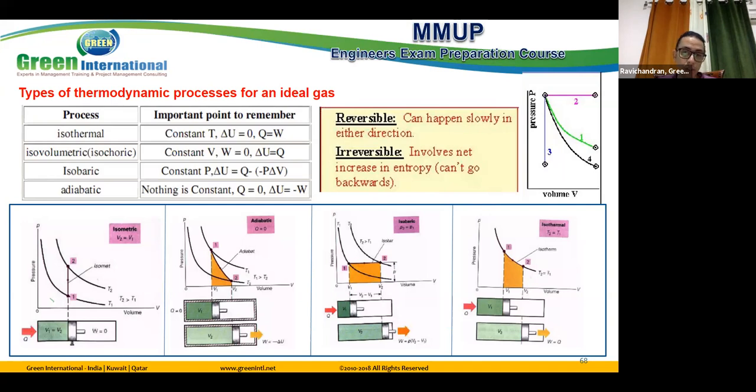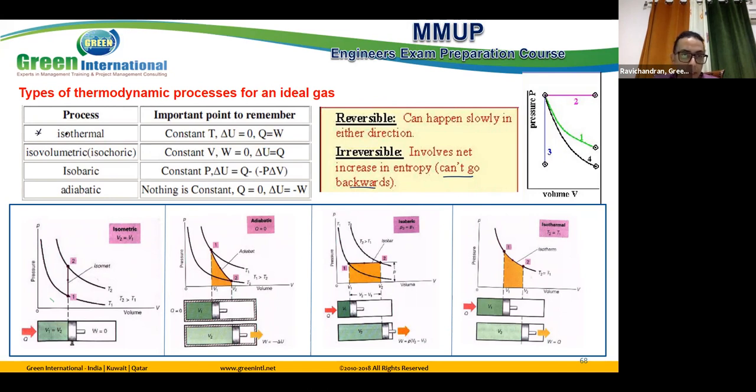Isentropic, we already studied. Reversible can happen slowly in either direction; in this direction it comes back to the original. Irreversible, it can't go back to the original, and it means by default entropy increases. As you see here, it can't go backwards. Let's see the other processes.